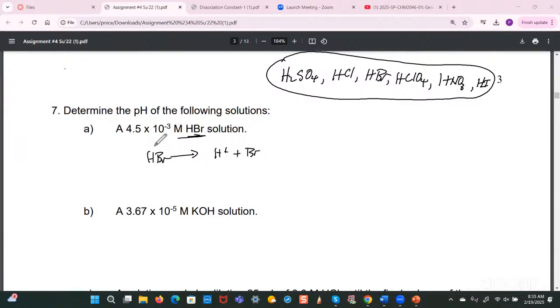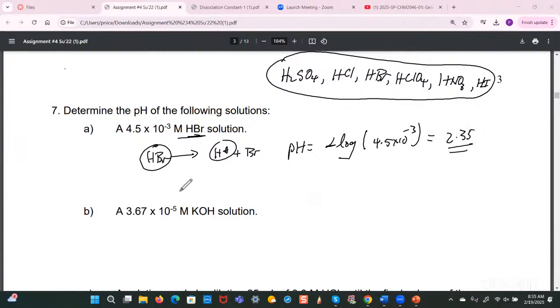So basically, whatever the molarity of this is, the molarity of the H plus will be the same, which means that pH is equal to minus log of 4.5 times 10 to the minus 3. Using the calculator, I got 2.35. All right? And that's the answer for that one.